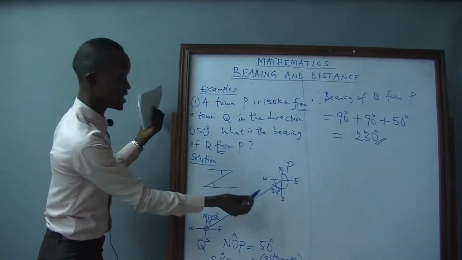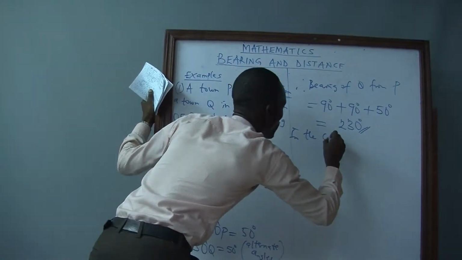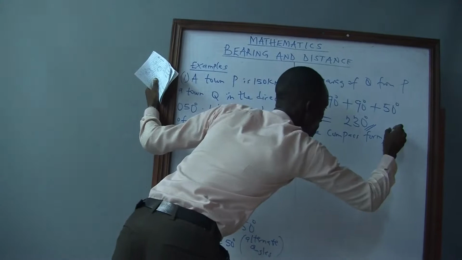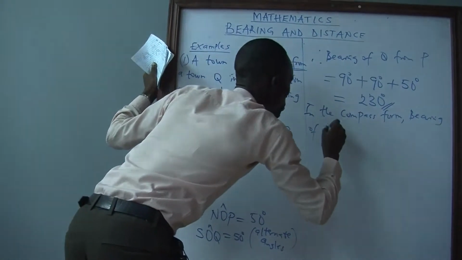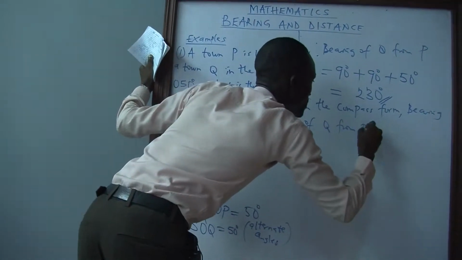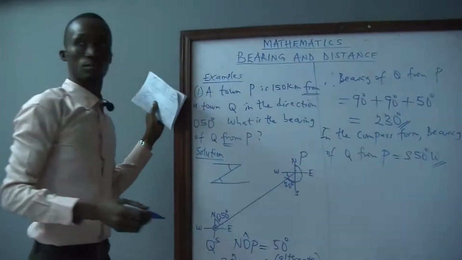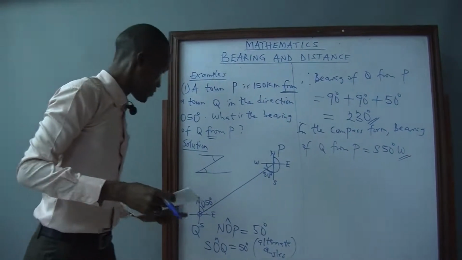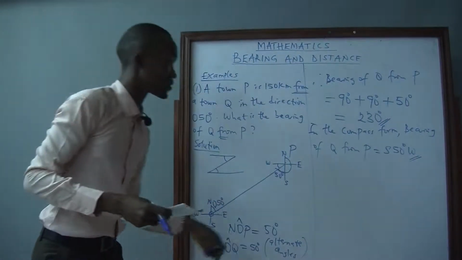But if you are to take it in the compass form, the bearing of Q from P is south 50 degrees west. That is in the compass form. But in the surveyor form, the bearing of Q from P is 230 degrees, taking it from the North Pole in the clockwise direction.